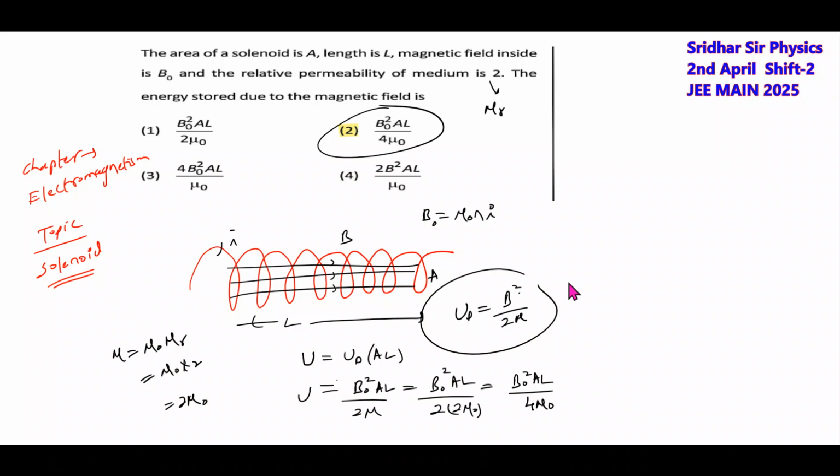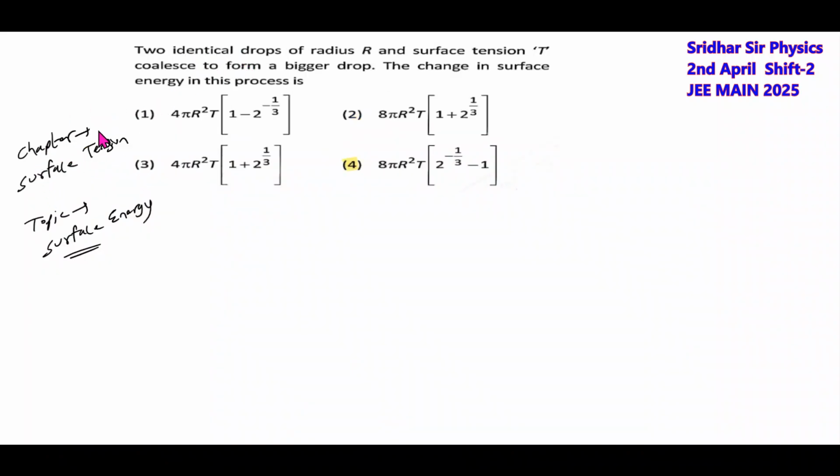We'll have the next question. The question belongs to the chapter surface tension. The topic name is surface energy. The idea of surface energy is being stressed here. Two identical drops of radius r and surface tension T coalesce to form a bigger drop. The change in surface energy in this process is asked. There is one drop of radius r. The two drops will coalesce to form a bigger drop of radius R.